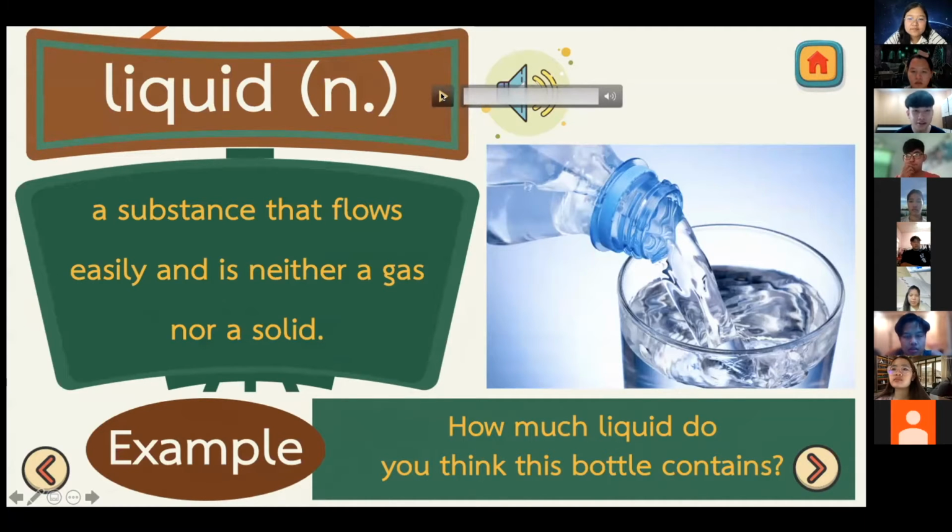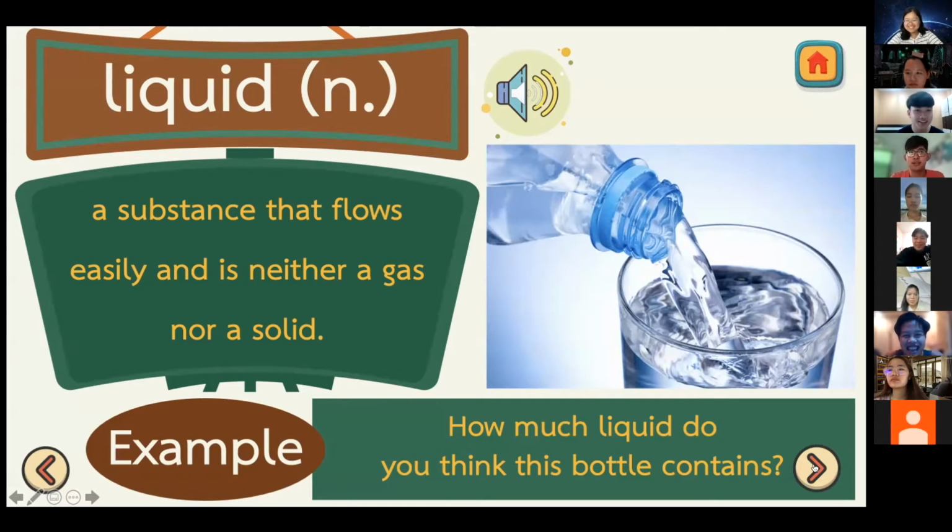Liquid, and the second time. Liquid. And 1, 2, 3. Liquid. Okay, good. Manny, can you read this word again? Liquid.